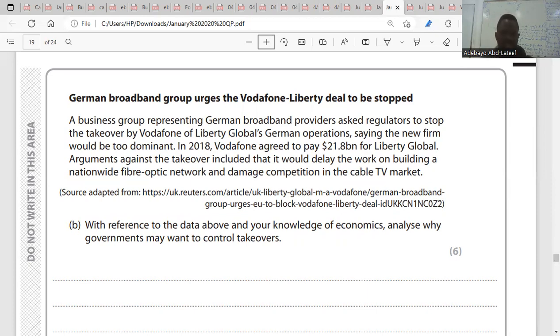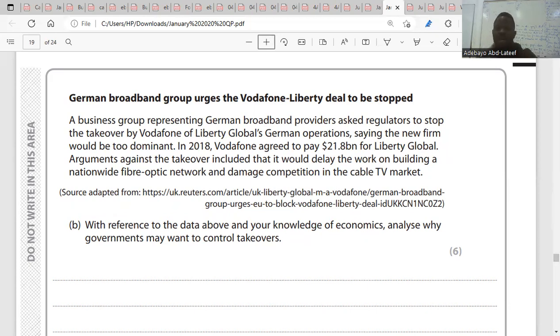With reference to this, and with our knowledge of economics, we should analyze why government may want to control takeovers. The question is asking, why do you think government wants to oversee takeover activity? What is a takeover itself? When a business is buying over another business, when a firm is buying over the control of another firm. That is what a takeover is. Now, why would government want to take charge of this situation? Based on what we read, they said Vodafone will be too dominant.